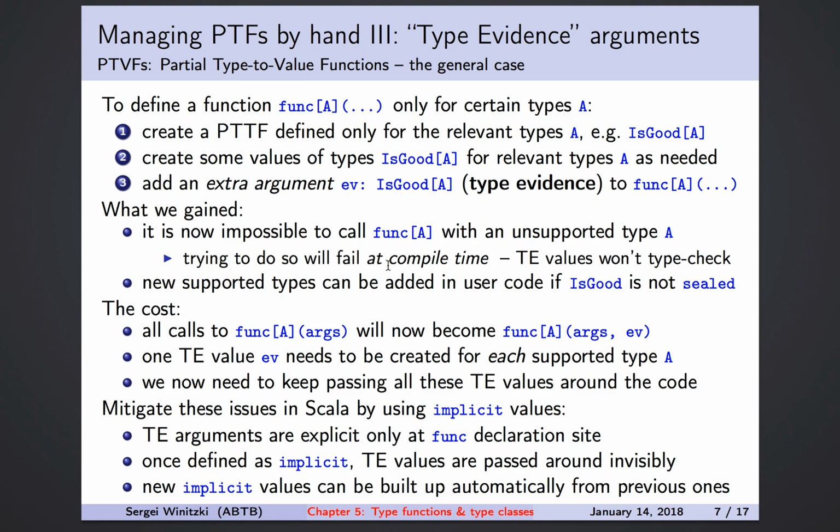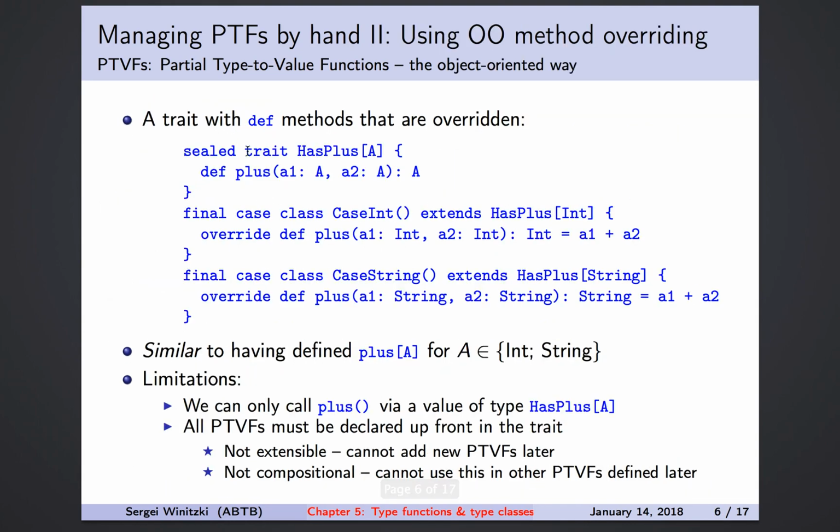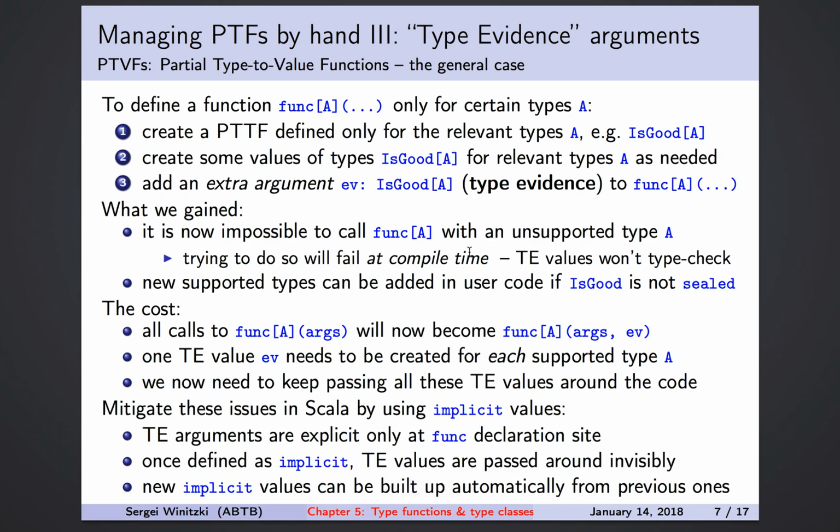That's implementation detail. The important thing is, if we make this a trait that's not sealed, we can add new values for new types later. So in the library, say we provide this with some standard types. In an application, we want more types, so we just add more values. There's no need to modify the library code. So that's extensible. New supported types can be added in user code. And that's a great advantage. So that actually is the general solution of the problem of defining a partial type to value function.